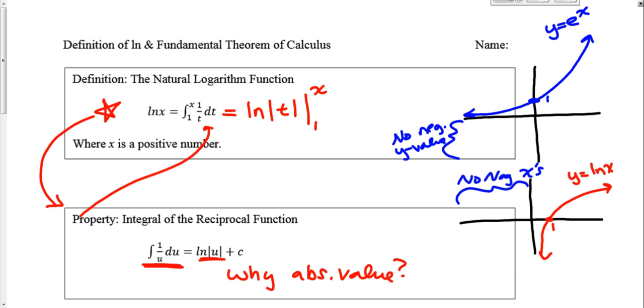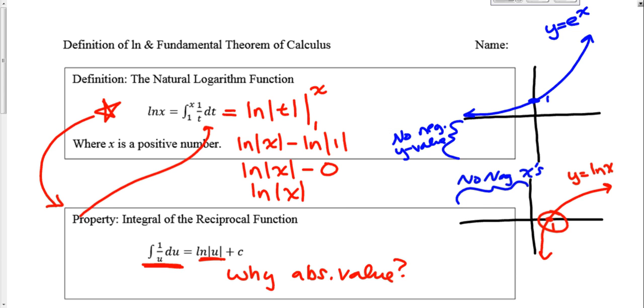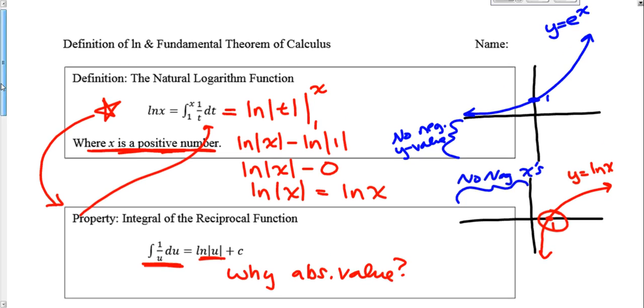Okay, so I'm going to plug in the top bound, which is x, minus, and plug in the bottom bound, which is 1. But looking at your graph or knowing your log rules, what is the natural log of 1? Well, the natural log of 1 is 0. So that leaves me with the natural log of x minus 0, which is the natural log of x. And because of this statement right here, x has to be a positive number. That's why we do not have to write the absolute value for this definition, because x has already been defined as a positive value. So let's look at an example.